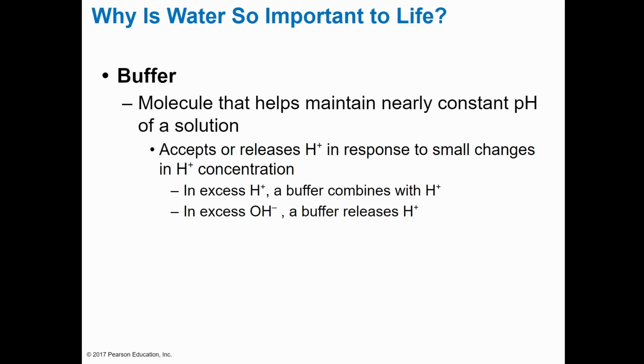So essentially, in the case of excess hydrogen ions, a buffer combines with those freely floating hydrogen ions. If we get excess hydroxide ions, a buffer will release freely floating hydrogen ions, and both of these responses are in order to help maintain, again, a nearly constant pH of a solution. In a lot of living organisms, it's important that the bloodstream, for example, stays at a kind of dynamic range or homeostatic value for its pH. Changes one way or the other can upset the functioning of the bloodstream and the things that it transports.